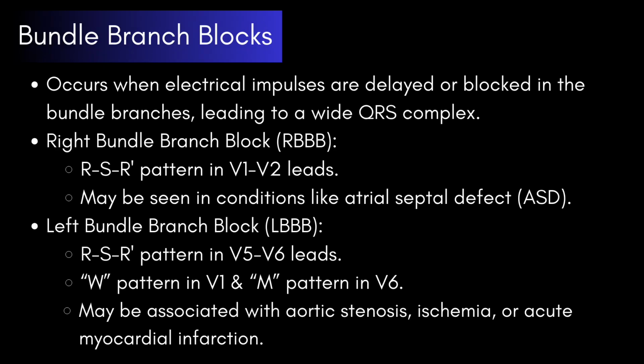Let's now take a look at bundle branch blocks. They often occur when electrical impulses are delayed or blocked in the bundle branches, leading to a wide QRS complex. There are two types of bundle branch blocks: the right bundle branch block and the left bundle branch block. In a right bundle branch block, an RSR pattern can be observed in the V1 to V2 leads, may be seen in conditions like atrial septal defect, ASD.